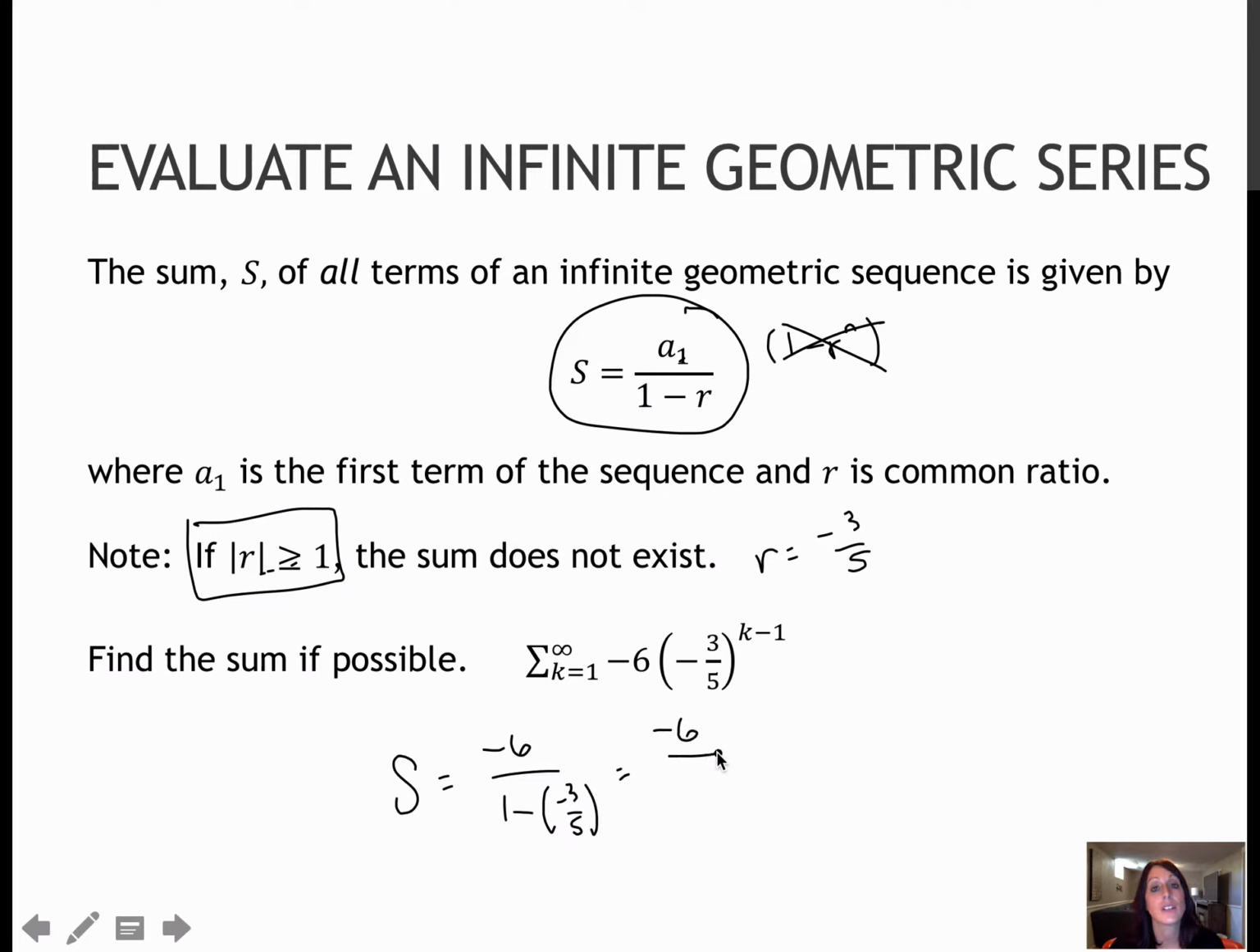So my numerator is -6. I have 1 minus -3/5, so I'm actually adding. So that's 5/5 plus 3/5, which is 8/5. And this is -6. Instead of dividing by 8/5, I'm going to multiply by 5/8. And that's going to give me -30 over 8, which reduces to -15 over 4. So that is the sum of all of those terms onto infinity.